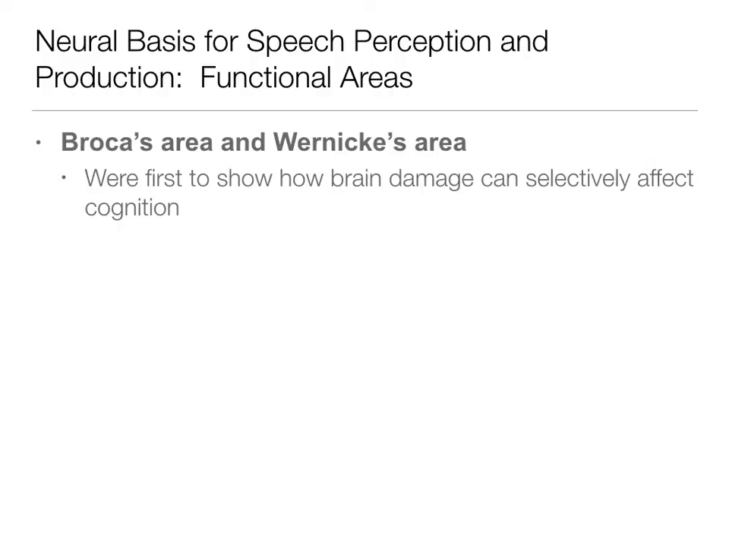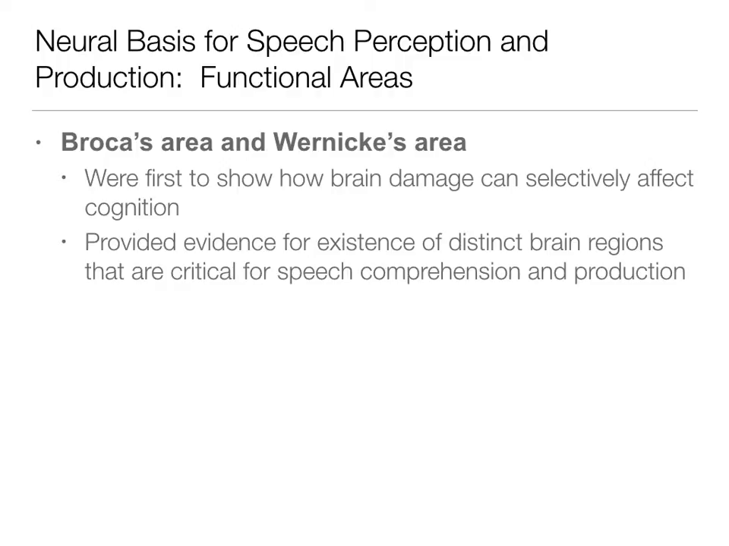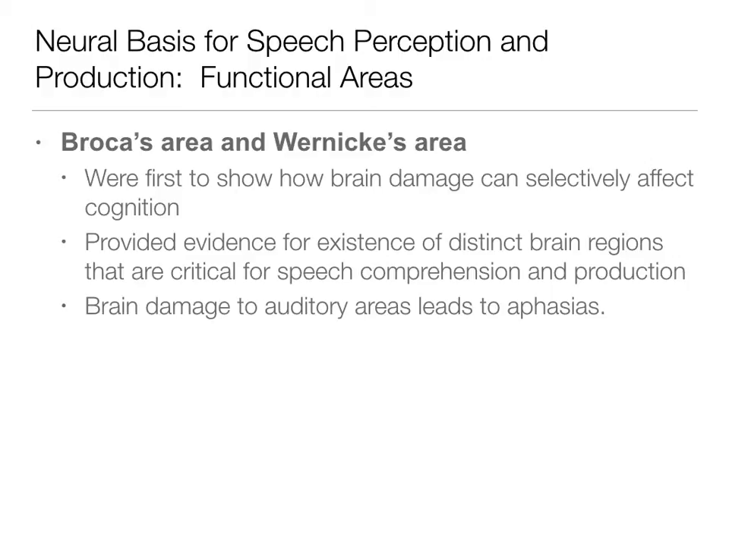We talked about these already some when we talked about the functional areas of the brain, that there are functional areas of the brain, and how lesion studies and deficits really gave us that information. So these were some of the first areas, and they're named after the people that found them, Broca and Wernicke. This really provides evidence for the existence of brain regions that are very functionally specific to comprehension and production. And brain damage to these areas leads to aphasias.